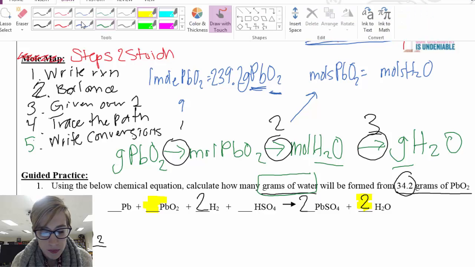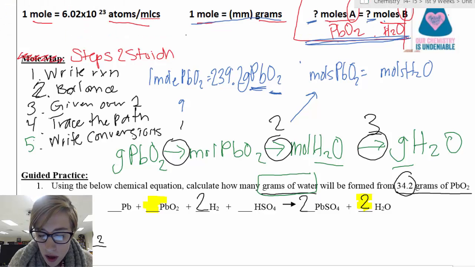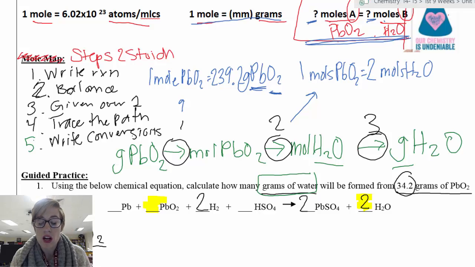So now I'm going to write that in. 1 mole of PbO2 will react to form 2 moles of water. So I've done my first conversion factor and my second conversion factor. What's my third conversion factor? It's going from moles of water to grams of water.